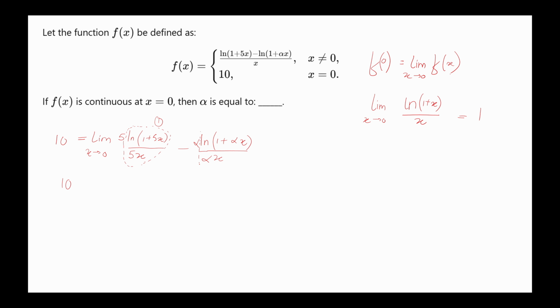And this value here is also going to become 1. So what do I get? 5 minus alpha. So my 10 is equal to 5 minus alpha. So from here, what do I get my value of alpha to be? Minus 5. And this is my answer. So you can see a very small question, and this was asked in one of the previous year JEE Mains.